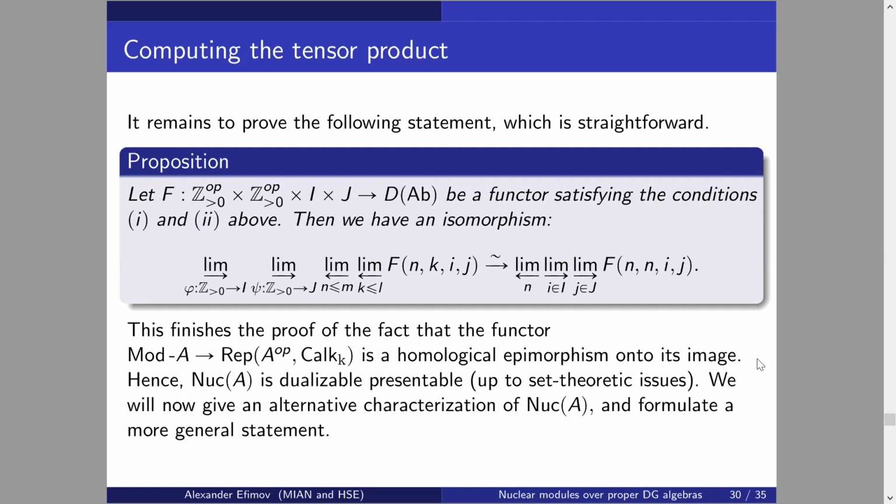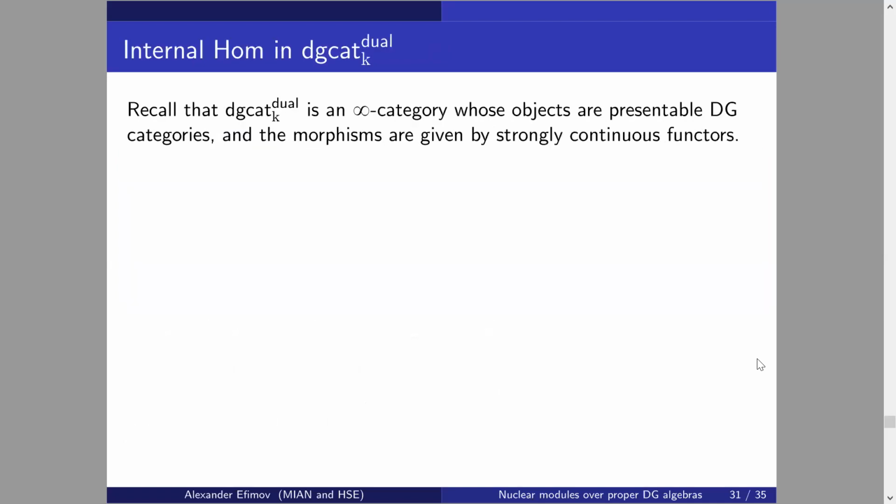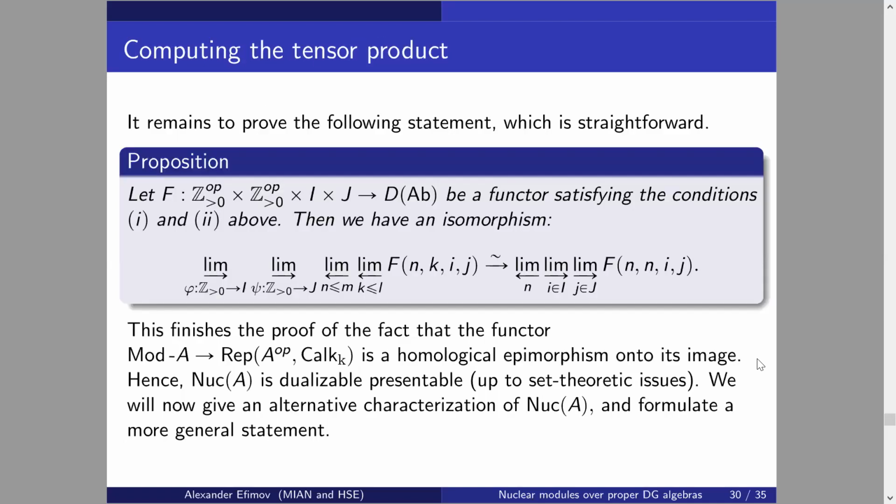So the conclusion is that this category of nuclear models is dualizable presentable up to set theoretic issues, but there is stabilization when you enlarge the regular cardinal. So now I want to give an alternative characterization of this dualizable category by universal property and formulate a more general statement.